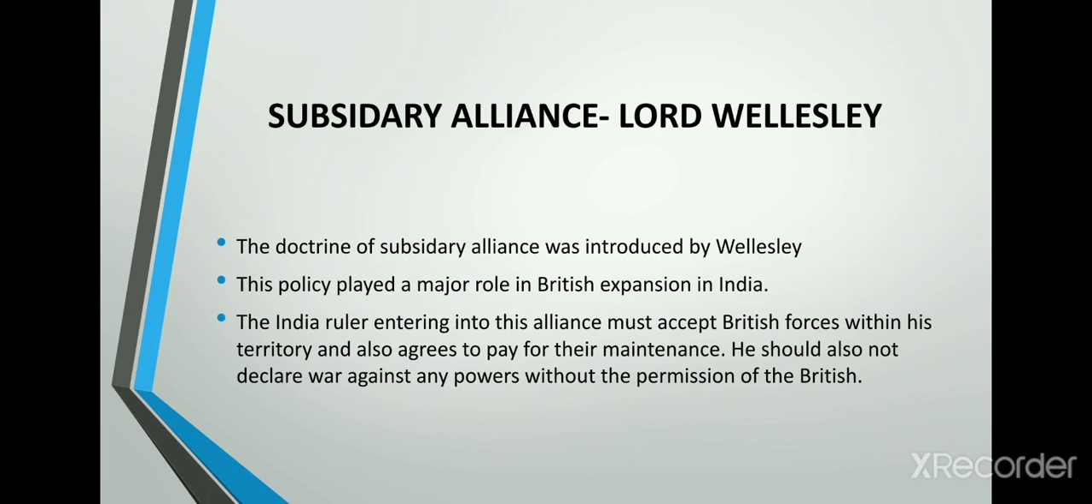According to this doctrine, the Indian ruler entering into this alliance must accept British forces within his territory, and he also agrees to pay for their maintenance. He should also not declare war against any powers without the permission of the British, and when he fails to pay the prescribed amount as subsidiary alliance, then what happens? The company will take over a part or a region of his kingdom as penalty.